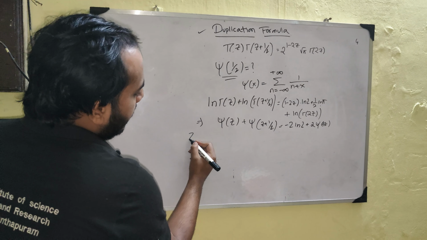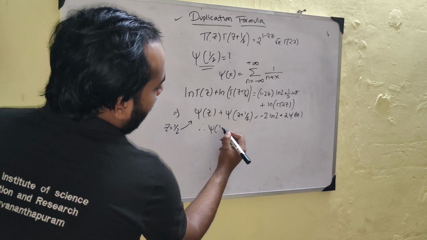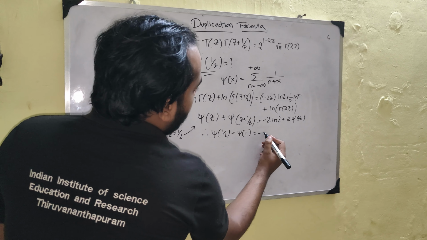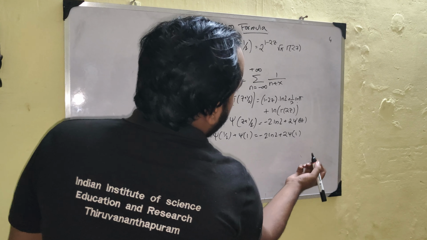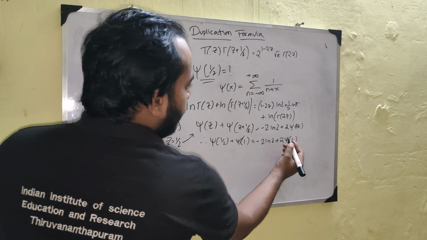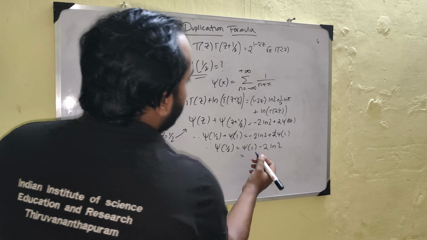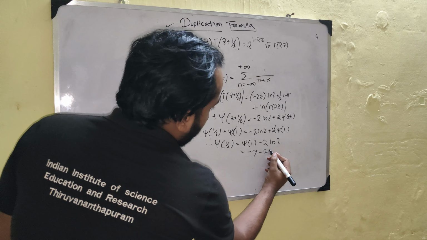Now simply put z equals to half in this equation. You will get psi of half, which is what we want to find, plus psi of 1 equals minus 2 ln 2 plus 2 psi of 1, because we put z equals to half. This cancels off and there is only one psi of 1, so therefore psi of half is nothing but psi of 1 minus 2 ln 2. Now psi of 1 is already known. It is known as minus gamma, right?